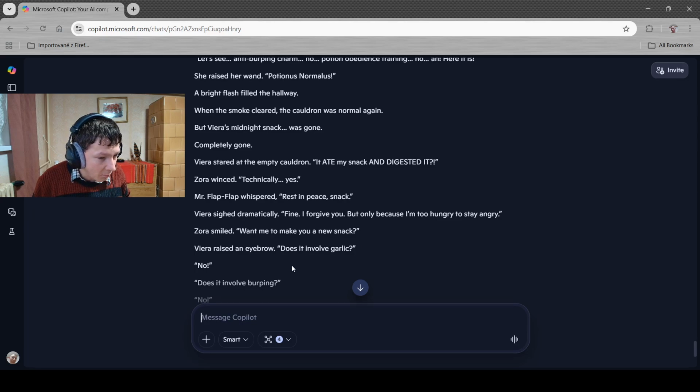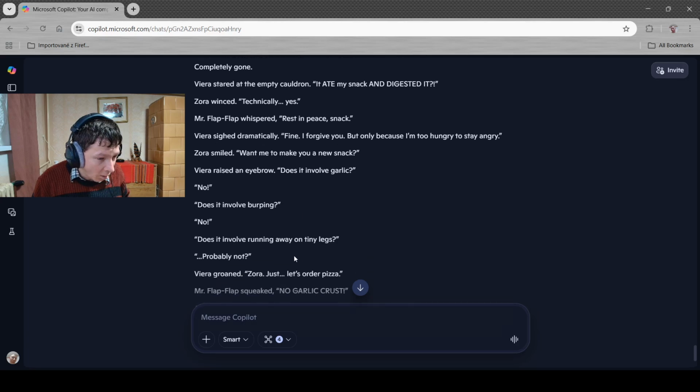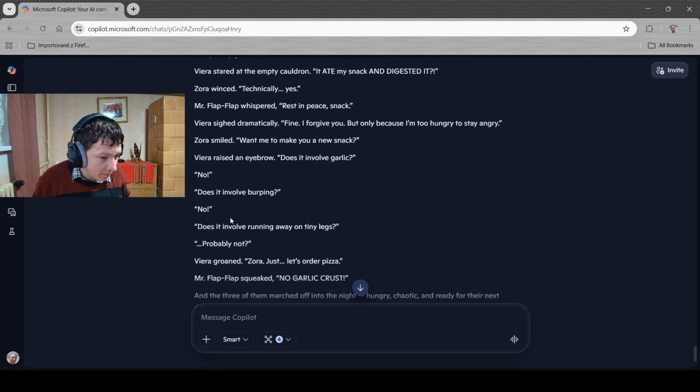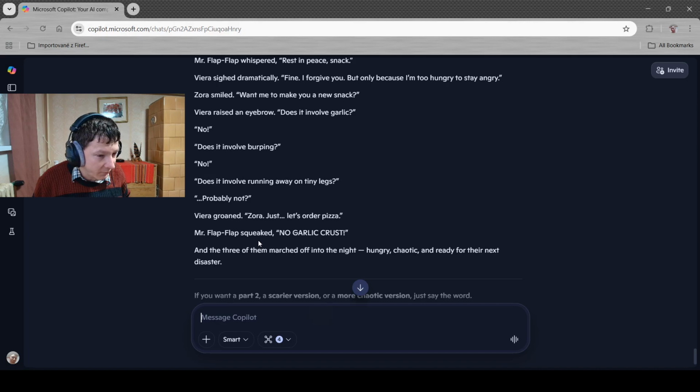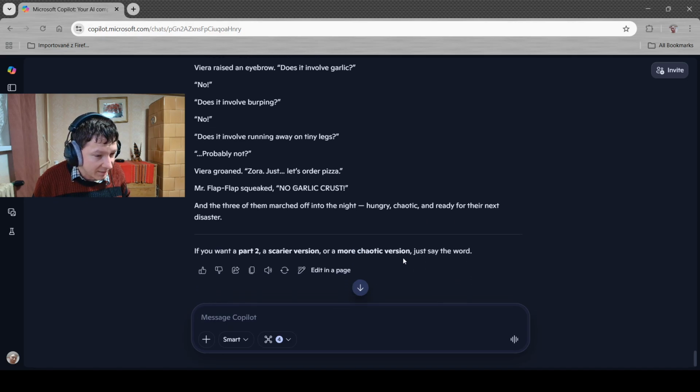Viera raised an eyebrow. Does it involve garlic? No. Does it involve burping? No. Does it involve running away on tiny legs? Probably not. Viera groaned. Zora, let's just order pizza. Mr. Flap Flap squeaked. No garlic crust. And the three of them marched off into the night, hungry, chaotic, and ready for their next disaster.